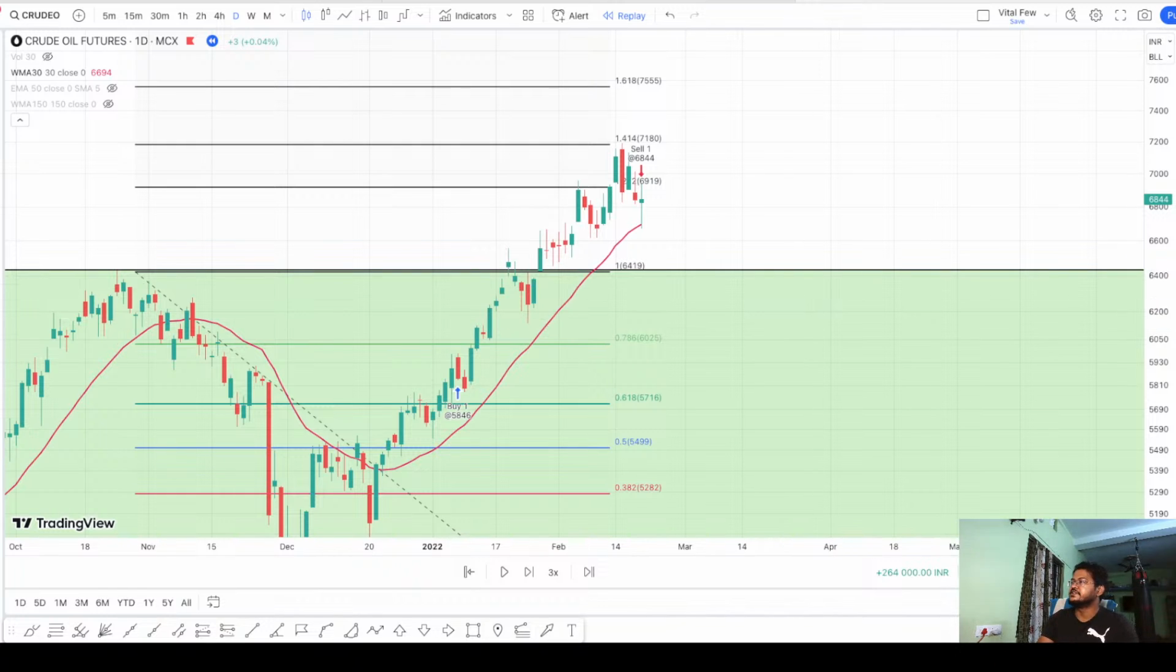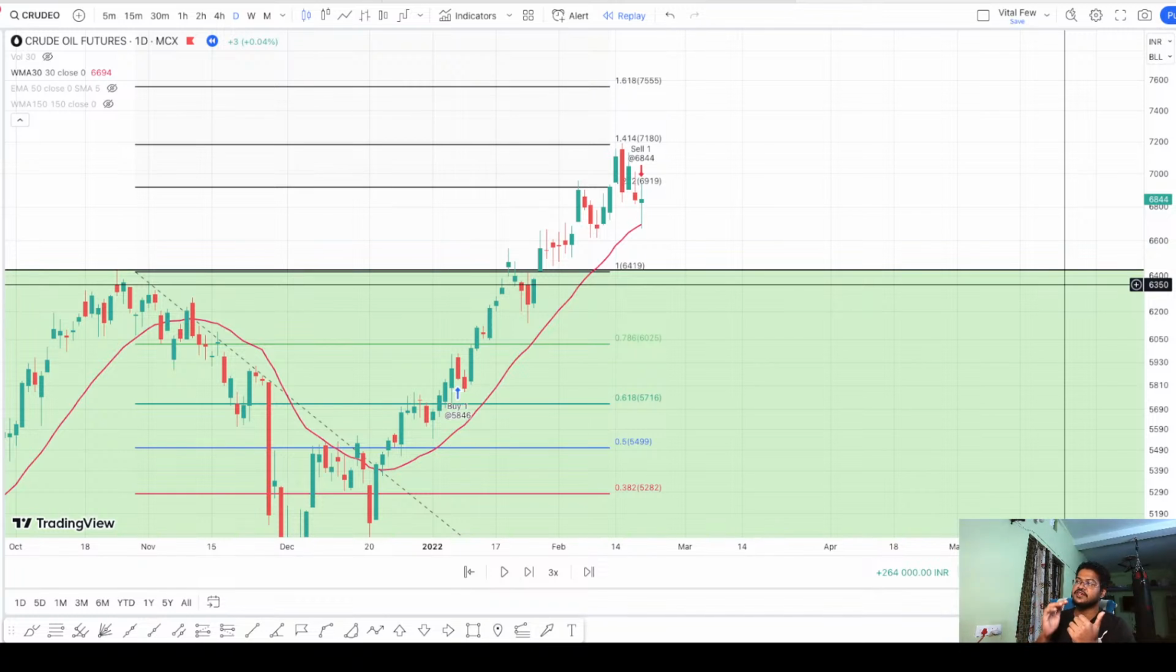You can initiate trades if the price stays above the 0.5 level, and keep your stop loss just below the 0.382 level. You can do this for long trades and short trades both, no problem at all. You just have to track which side is gaining more momentum. So that's all.